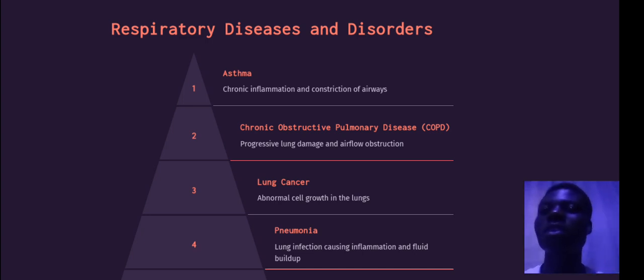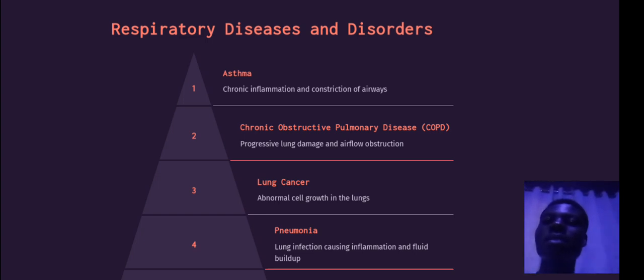And the second one we talk about is chronic obstructive pulmonary disease, which is called COPD. It is progressive lung damage and air obstruction, where the lung gets damaged progressively. That means it does not come at once. It's a progressive lung damage, so it has stages in which the lung gets damaged.